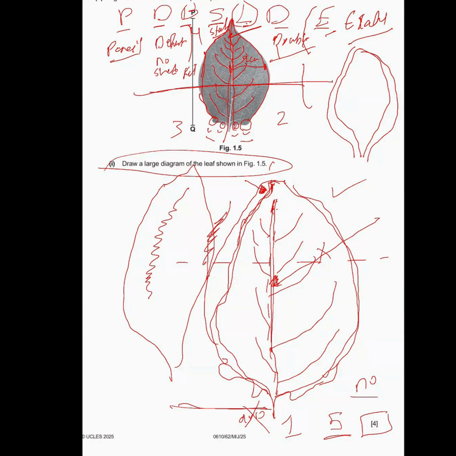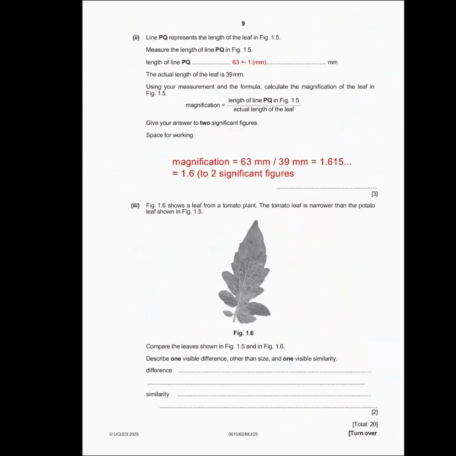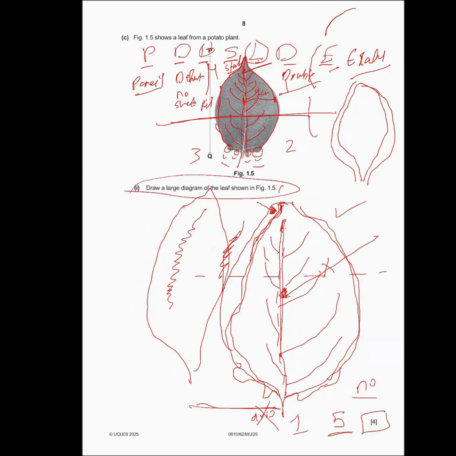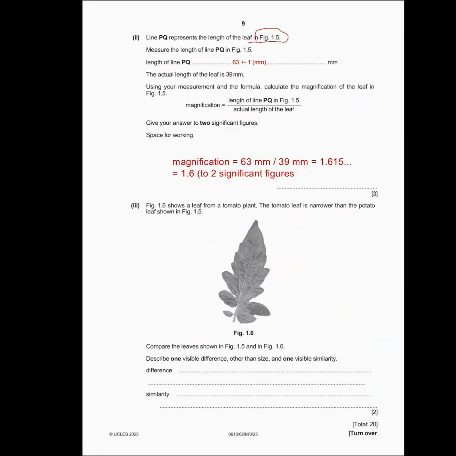Also, in the tables, use pencils. Line P and Q represent the leaf in figure 1.5. Which leaf was mentioned? This leaf. There is a line here called P and Q. Use your ruler and measure the line. It is 63 millimeters, or 6 centimeters or something like this, plus or minus. The actual length of the leaf is 39 millimeters.